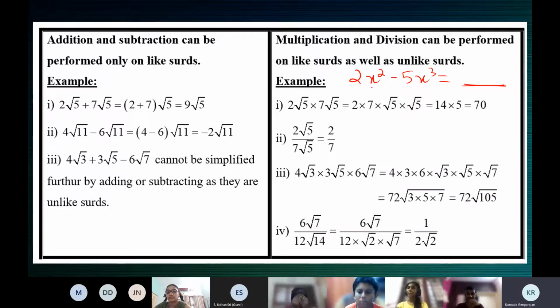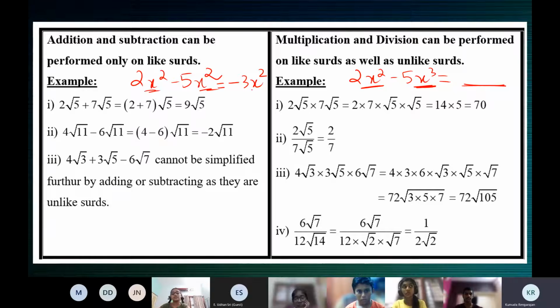Correct. This is an x squared term, this is an x cubed term. They are not like terms. Like if you had 2x squared minus 5x squared, then the result is minus 3x squared. X squared is written as it is. 2 minus 5 is minus 3. We simplify the numerical coefficients.